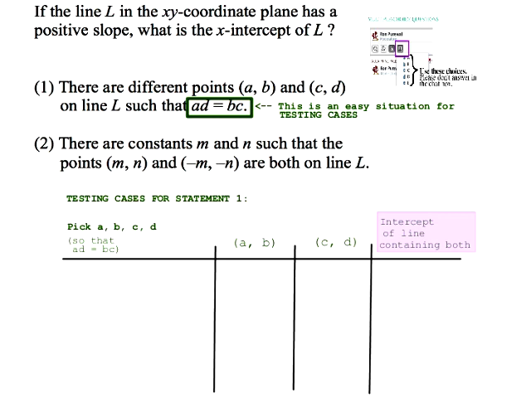Okay, let's talk about it. Let's just pick some numbers that do this, like AD equals BC. All right, so Anaya says 3, 6, and 2, 4. Because 3 times 4 is 2 times 6. Sure, right? 3 times 4.